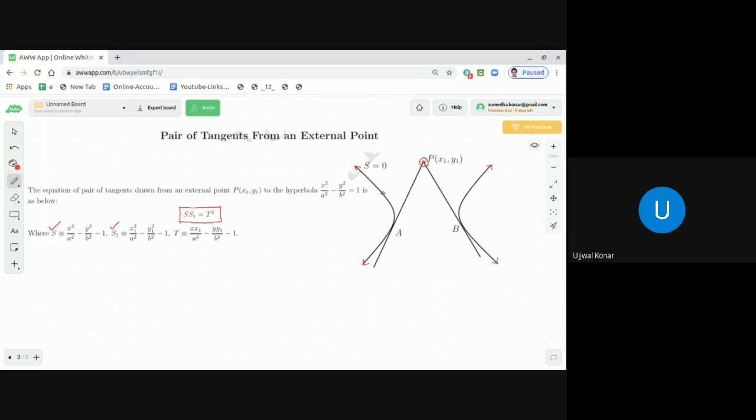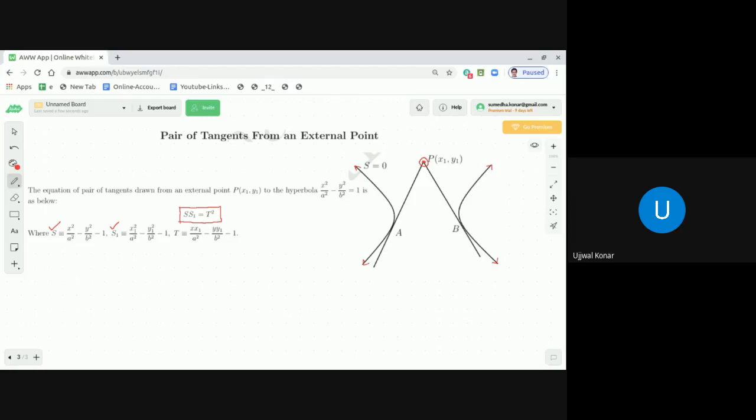So that we can draw two tangents. Now the point is that the expression T, that is x x1 by a square minus y y1 by b square minus 1, if you equate it to 0, is as if it is the equation of a tangent to the hyperbola at the point P(x1, y1). But that is not practical. Here we are just remembering from a symbolic representation point of view, so that you can always recall that SS1 is equal to T square.